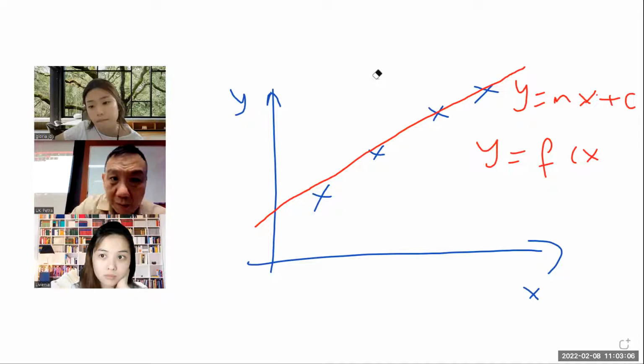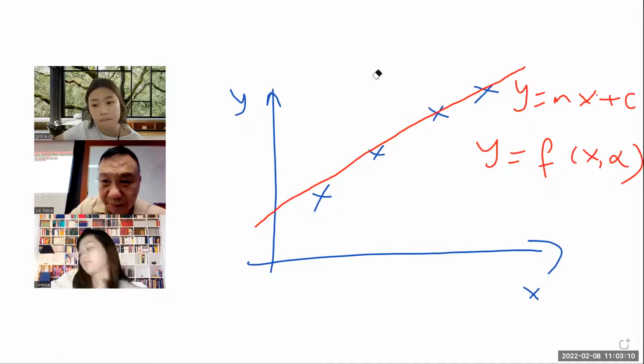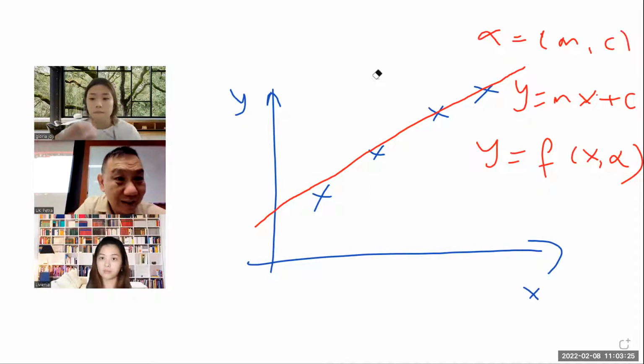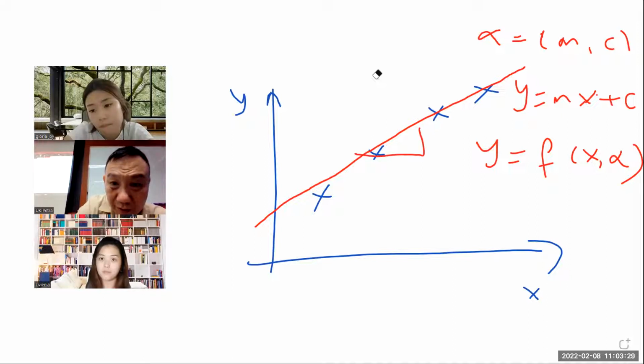So what is this parameter? I will call this alpha. What is alpha here? Alpha here is actually m comma c, right? What is m? M is the slope. Yeah, this is m, this is 1. What is c? C is actually the intercept, right? C.